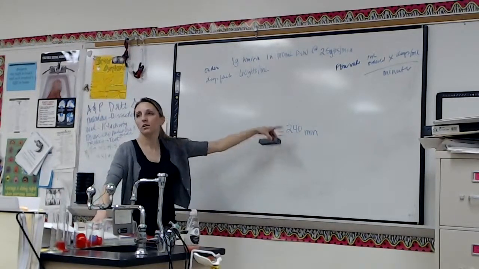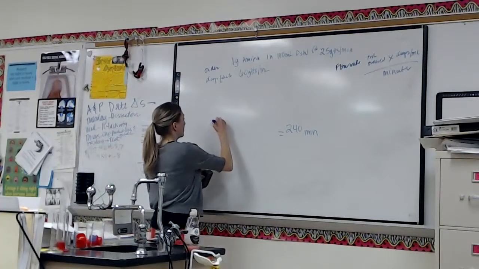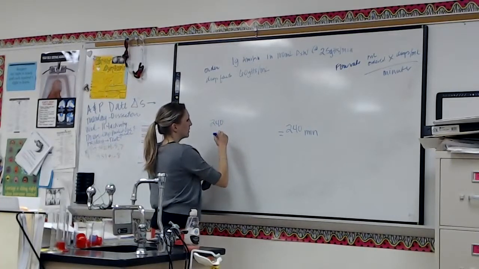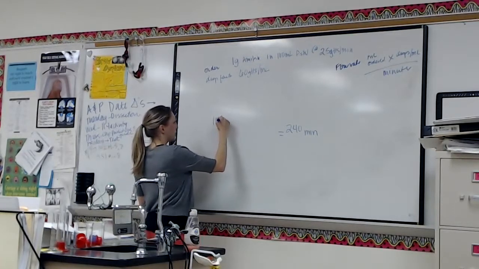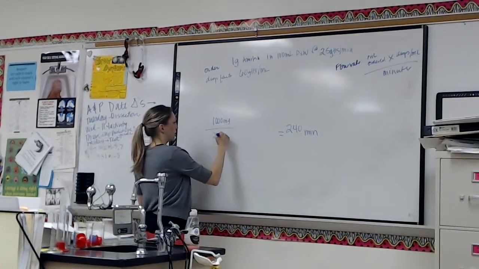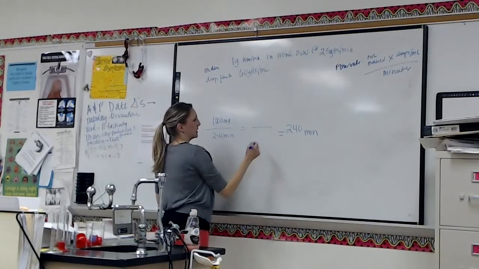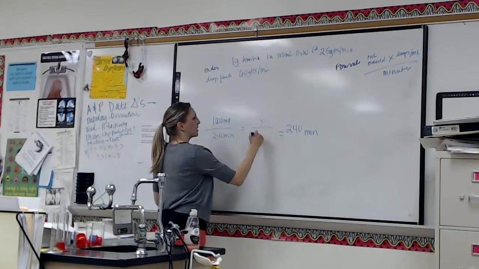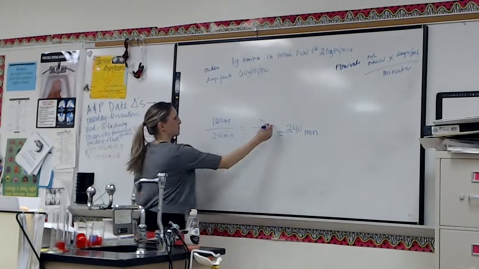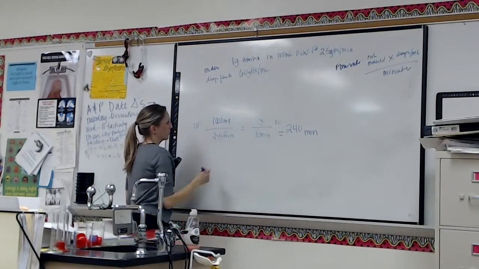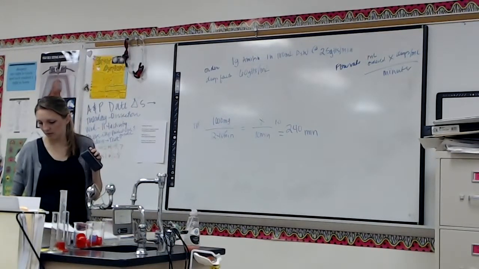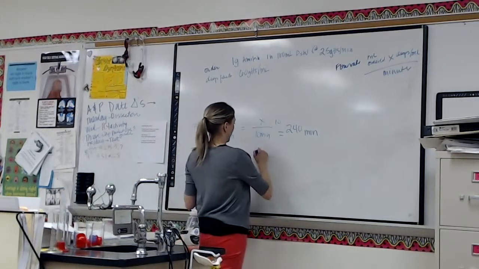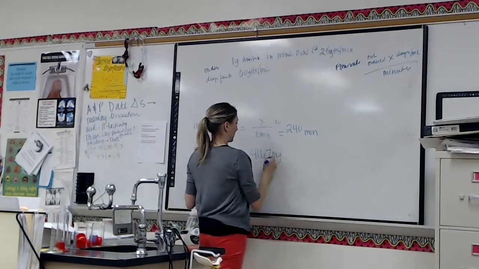Does everybody see why? Yes. We've got 1 gram in that. So in 240 minutes, I'm going to put my minutes on bottom to make this easier. So in 1,000 milligrams, they're getting that in 240 minutes. We want to know how much they're getting in 10 minutes. So what do I put over here? X over 10. Cancel out the zeros. So 1,000 divided by 24. 41.67 milligrams in 10 minutes.